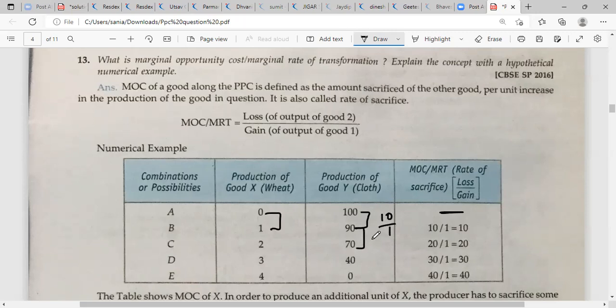And again, 90 to 70, ma'am, 20. How much you are gaining? 1 extra unit. So 20. Then 70 to 40, ma'am, 30. And then 1, 30. And 40 to 0, ma'am, 40. And how much you are gaining? 1. So like this, you will find the MOC.